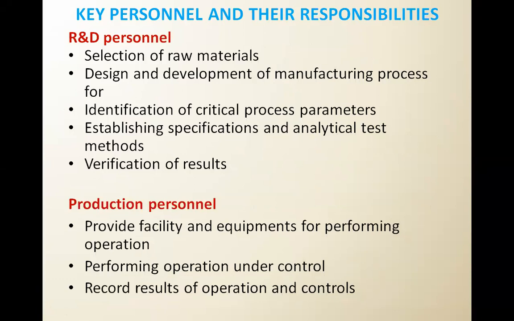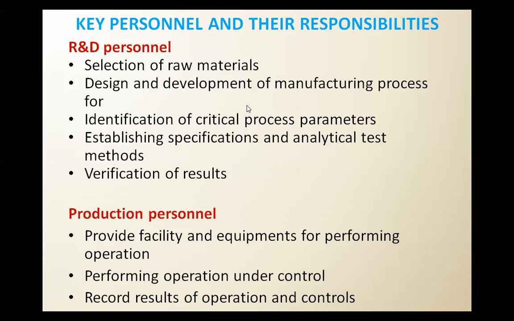So number one is the R&D department, and the role for that R&D personnel is the selection of raw material. R&D person, what they will do, they will select the raw material, design and develop a manufacturing process. For what? For the new products, for the existing product, or for the particular dosage form. Then identification of critical process parameters. Again, we have discussed that. We have to do this process continuously. We have to identify the critical points.